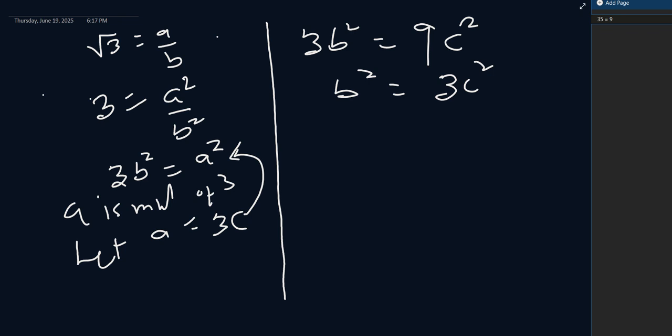So B is also a multiple of 3, right? Which contradicts the fact that these are in the reduced final form, right? Because A and B cannot both be multiples of 3 and still be in their simplest form, right? So that's what the rationality means.